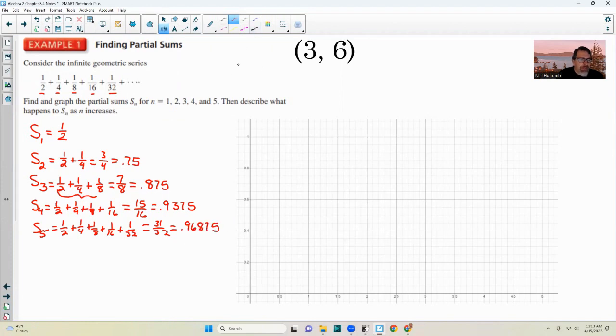0.96875. So now let's graph these. When I plot 1 as my subscript here, the number of terms is my x. So when S sub 1, when this is 1, I had a half. So you go over 1 and you go up to a half, which is right here.